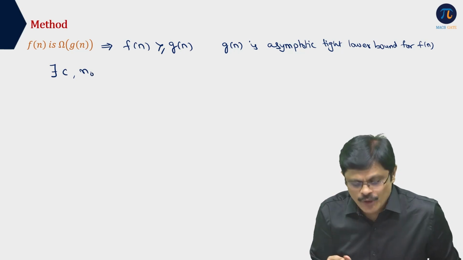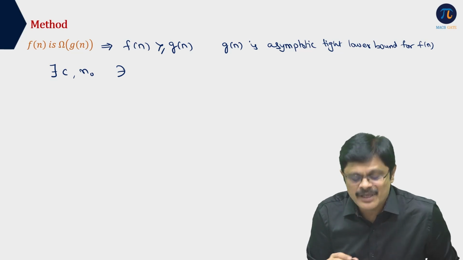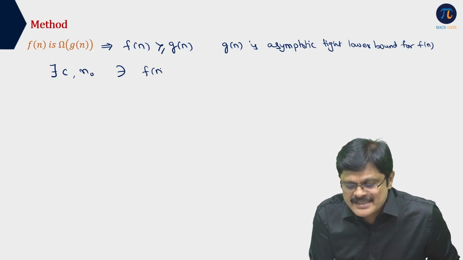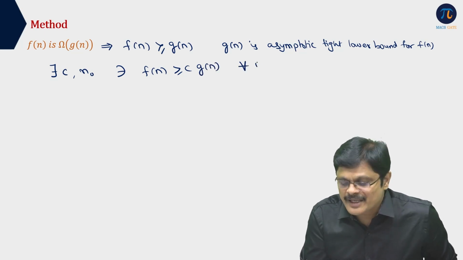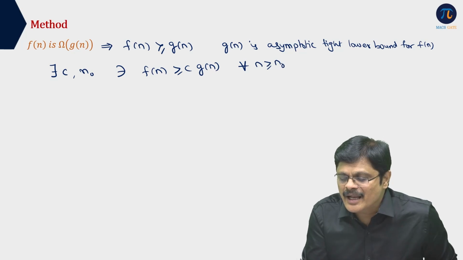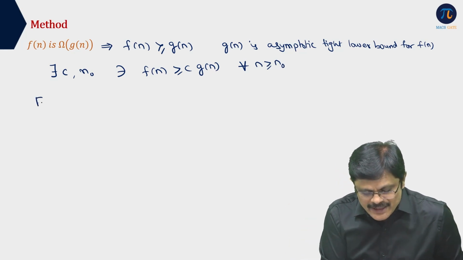Both are positive constants, C and n naught, such that Fn is greater than or equal to C times Gn for large values of n, that is, for all n larger than n naught. That is, the procedure goes like this. We have to fix a C.